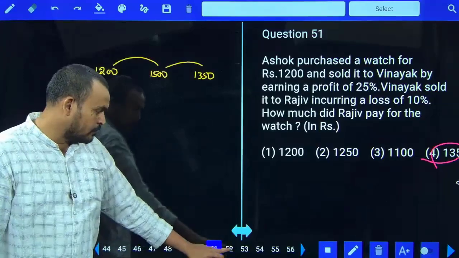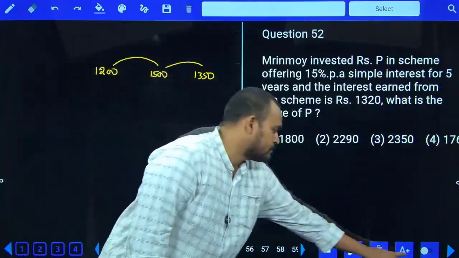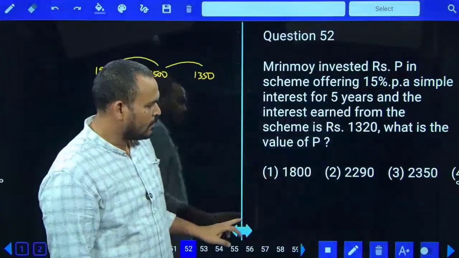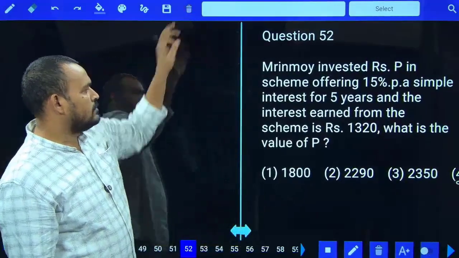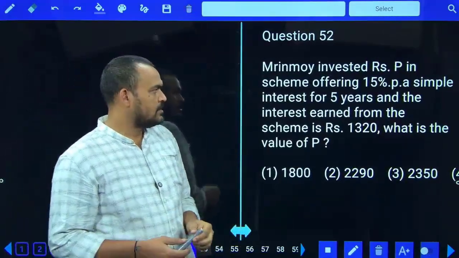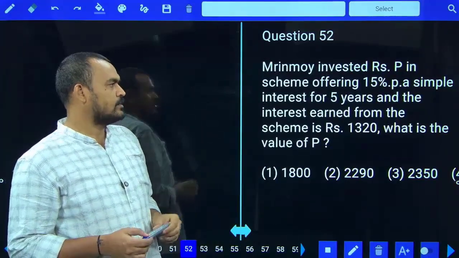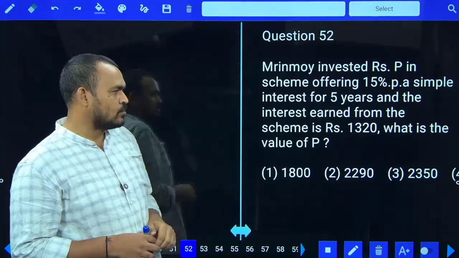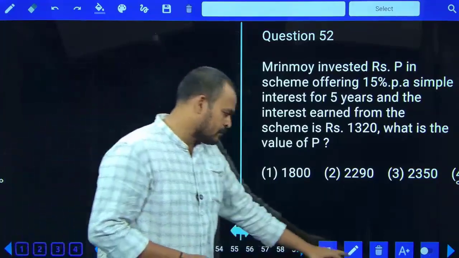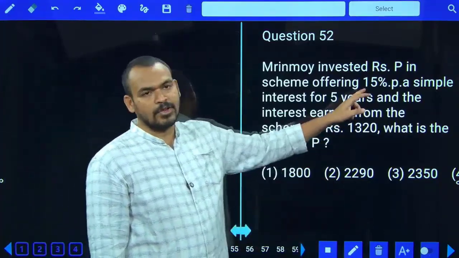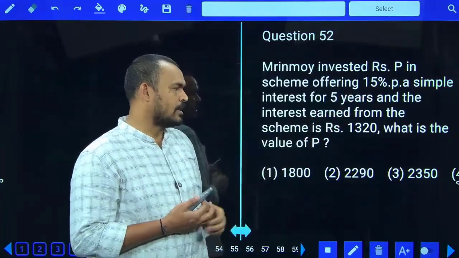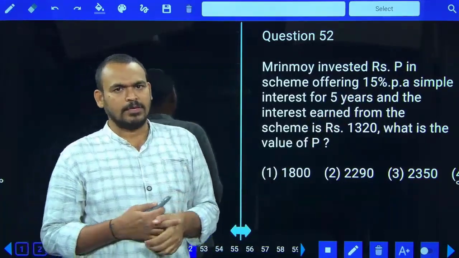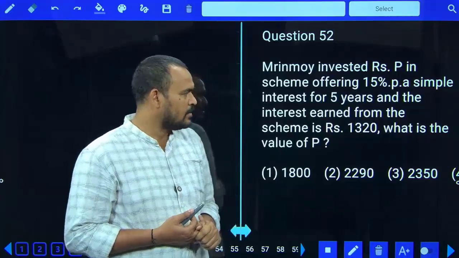Next, question number 52. M invested P rupees in a scheme offering 15% simple interest for 5 years and the interest earned from the scheme is 1320. What is the value of P? What is the rate of percent here? 15%. Time is given how many years? 5 years. 15% for 5 years means interest value 75.